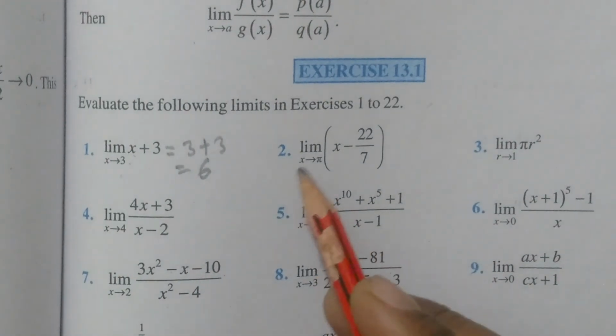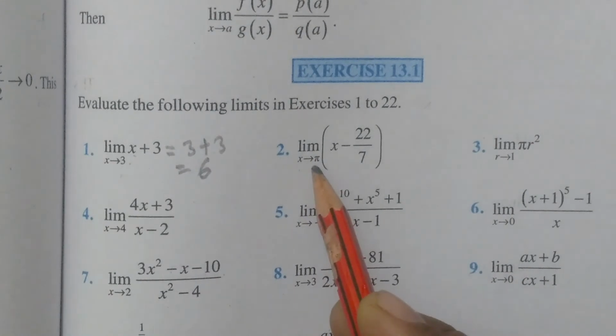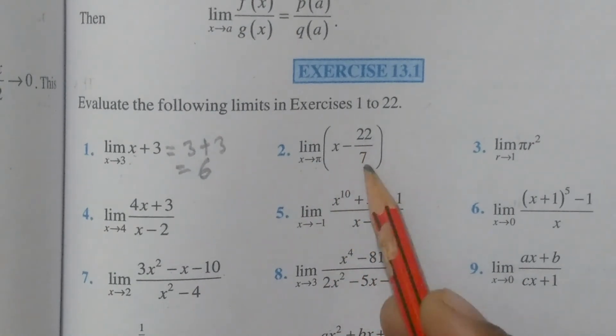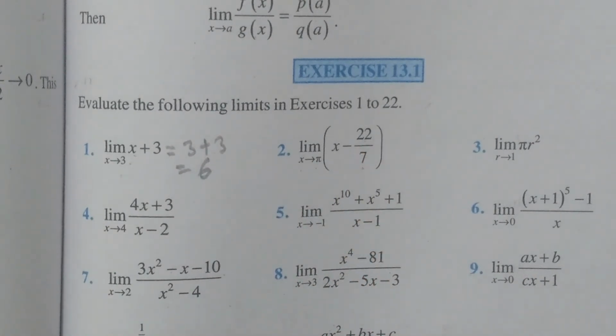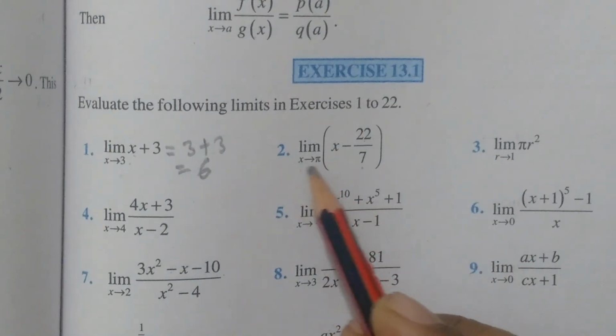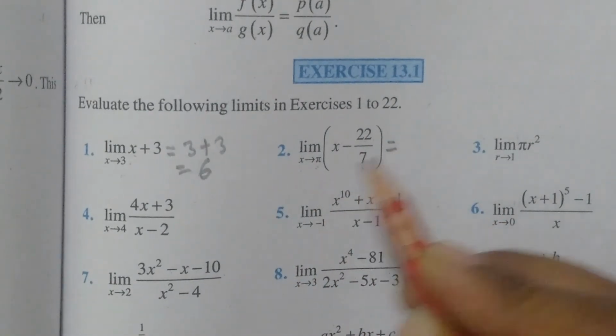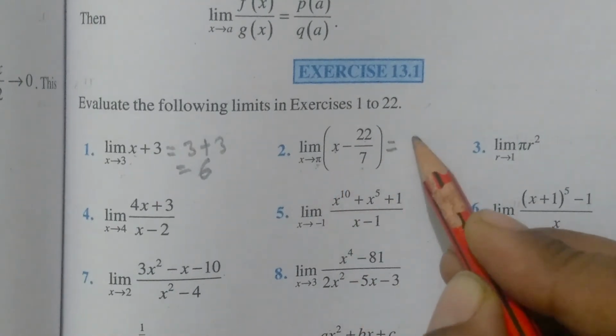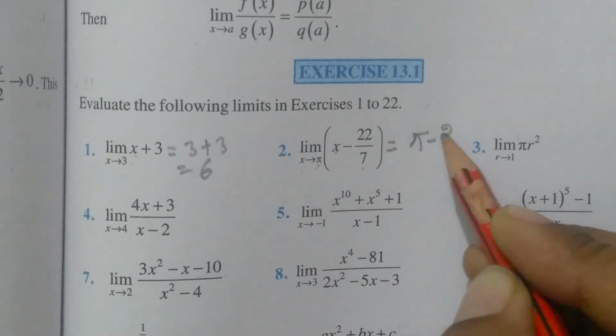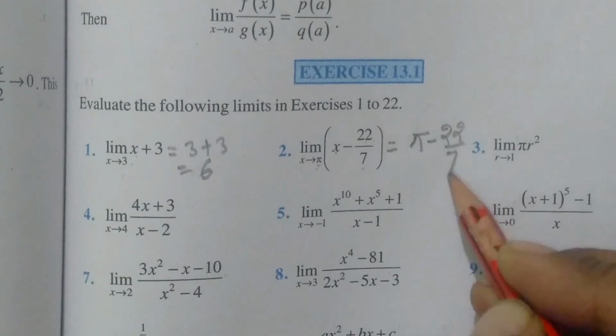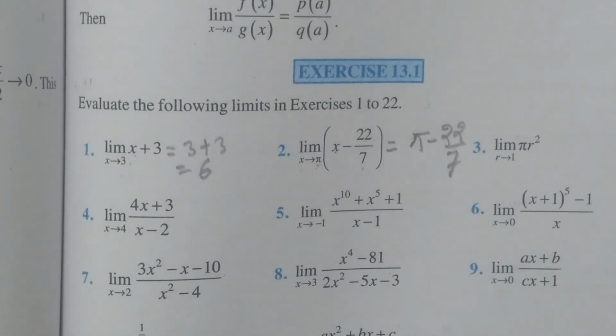Now taking the second question, limit x approaches pi, x minus 22 upon 7. Okay, now don't try to take the value of pi. Pi is also equal to 22 upon 7, but that is not to be done here. Just what should be the answer? In place of x we put pi minus 22 divided by 7. So this is the limit of this question.